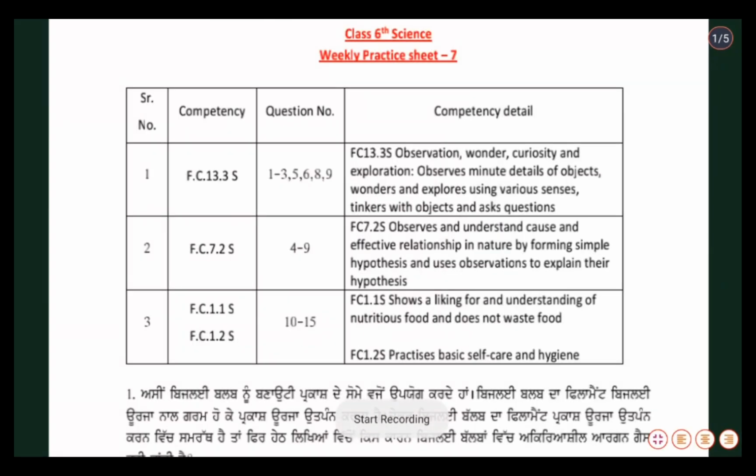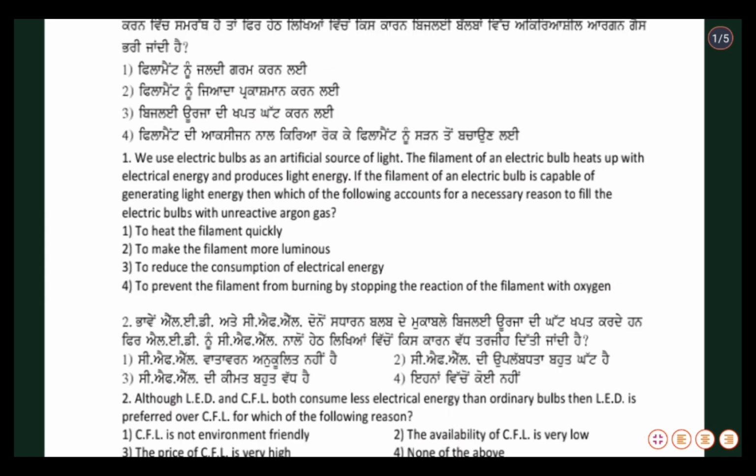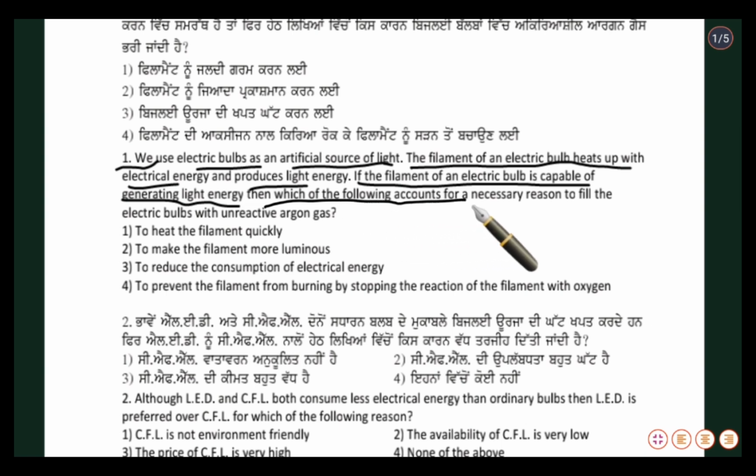Now let's quickly switch over to our weekly practice sheet number 7. And question number 1 is, we use electric bulbs as an artificial source of light. The filament of an electric bulb heats up with electrical energy and produces light energy. If the filament of the electric bulb is capable of generating light energy, then which of the following accounts for a necessary reason to fill the electric bulbs with the unreactive argon gas?